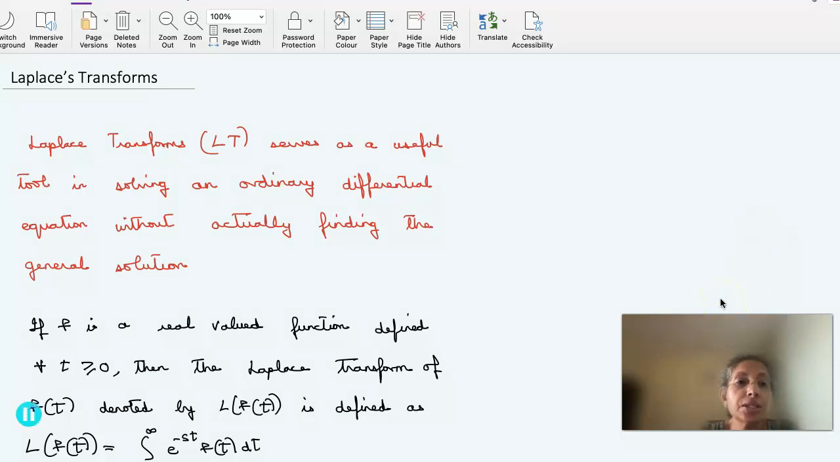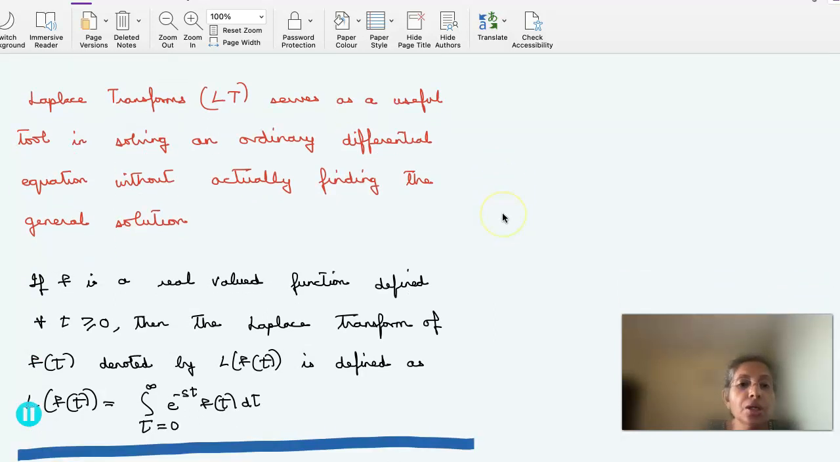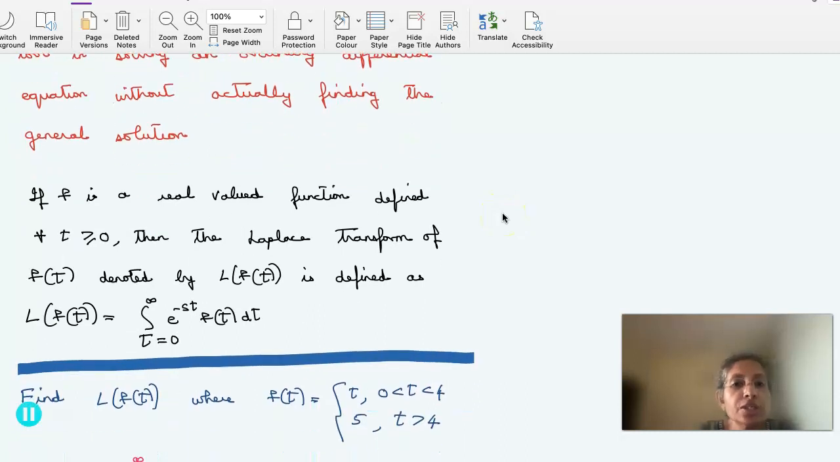So this is a sneak preview into Laplace's transform. A Laplace transform serves as a useful tool in solving an ordinary differential equation without actually finding the general solution. So if f is a real-valued function defined for all t greater than or equal to 0, then the Laplace transform of f(t) is denoted by L{f(t)}, and it is defined as the integral from t equal to 0 to infinity of e raised to minus st f(t) dt.